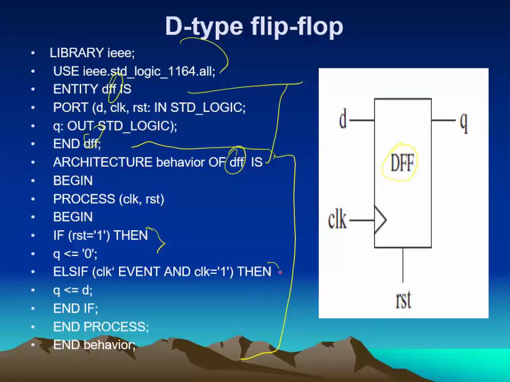And it says else if clock event, something occurs on the clock, and clock is equal to 1. This is telling me that on the leading edge of the clock, I want whatever's on D to move to Q. And if, so here's my if-then statement. That handles my D flip-flop there. End of my process, end of my behavior. So this is a D flip-flop designed in VHDL.